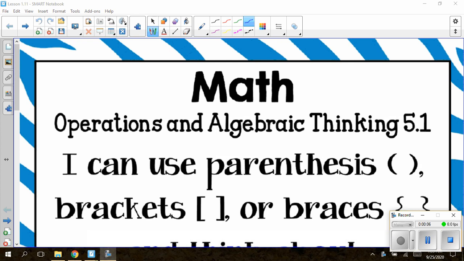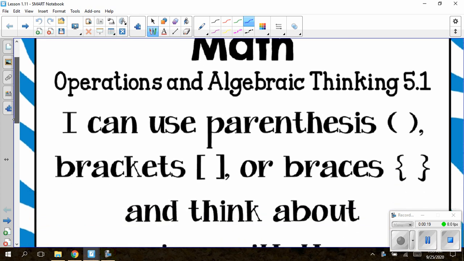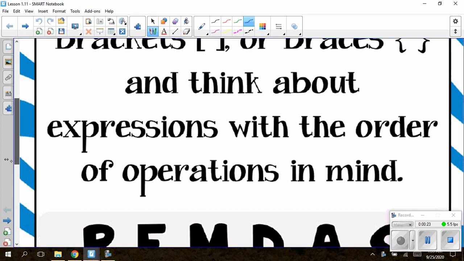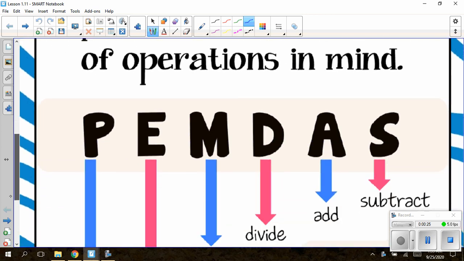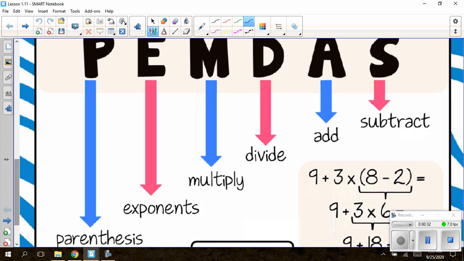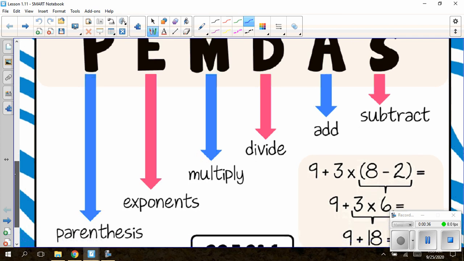Today we are working on Lesson 1.11, Evaluate Numerical Expressions. Our standard today is under Operations and Algebraic Thinking 5.1. The standard states I can use parentheses, brackets, or braces and think about expressions with the order of operations in mind. So we are going to be using our order of operations today, which includes parentheses, exponents, multiplying, dividing, adding, and subtracting.